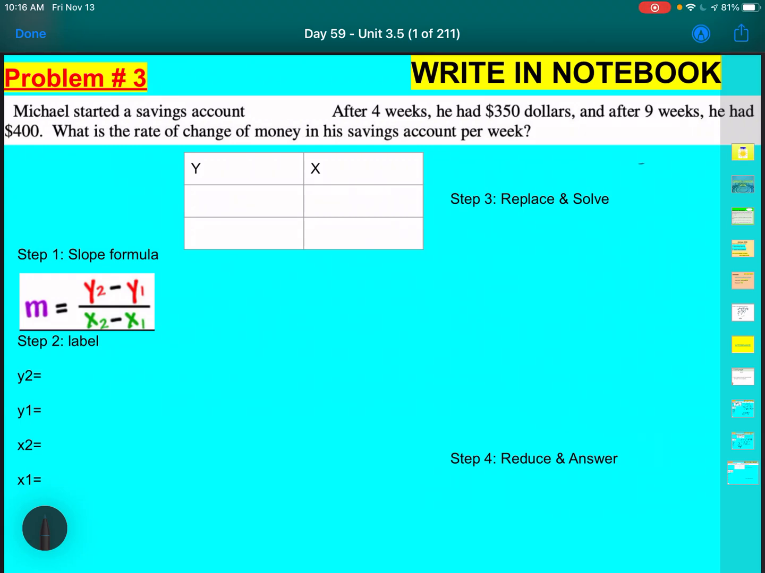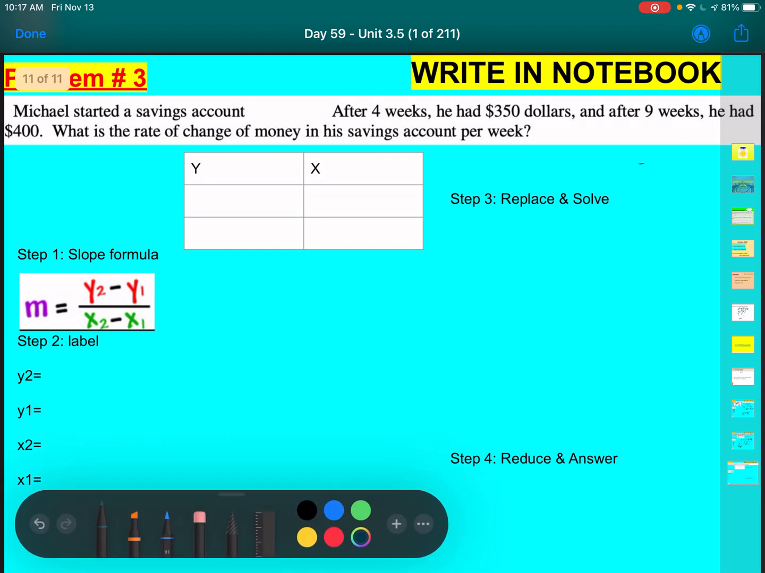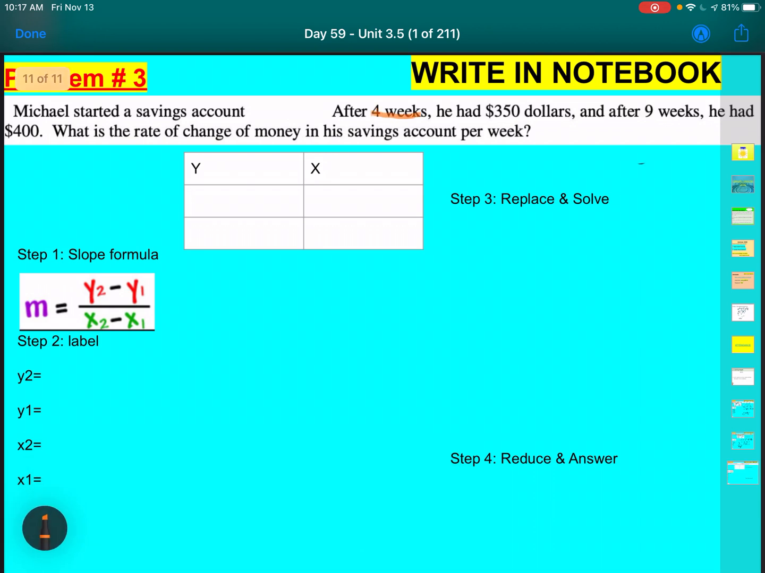I'm just going to go over this problem that we talked about yesterday. So this problem here, we have Michael started a savings account. And again, as I'm reading, I'm going to be annotating. So Michael started a savings account after 4 weeks. He had $350. And after 9 weeks, he had $400. What is the rate of change?